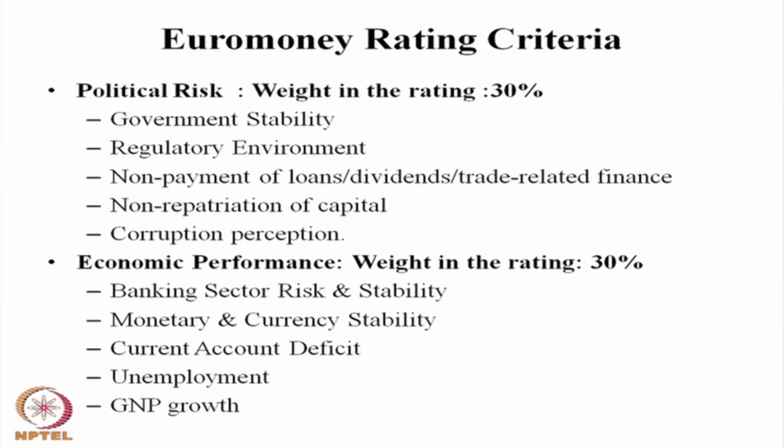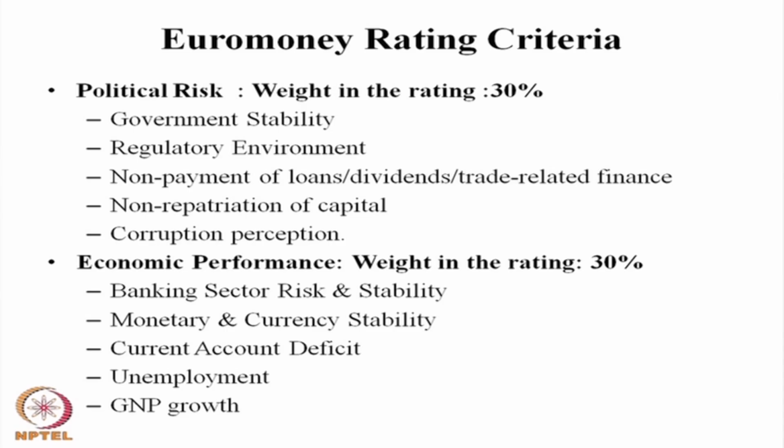The parameters like government stability, regulatory environment, non-payment of loans, dividend, interest, non-repatriation of capital, then corruption perception in the country. All these take care of the political risks. Another part of the sovereign rating criteria is called economic performance. Within the economic performance, the banking sector regulations, risks and stability, monetary sector stability, currency stability, current account deficit, unemployment, GNP growth, these are coming under the head of the economic performance.